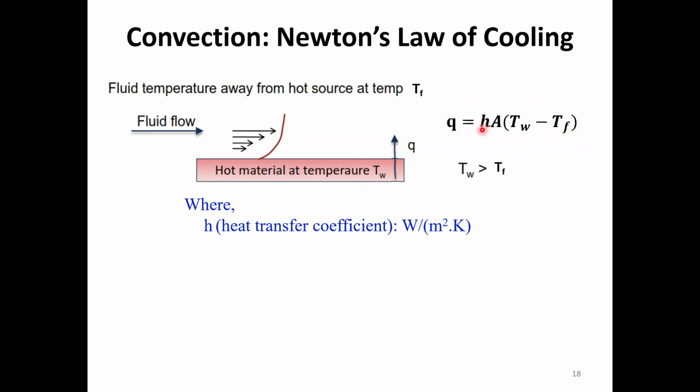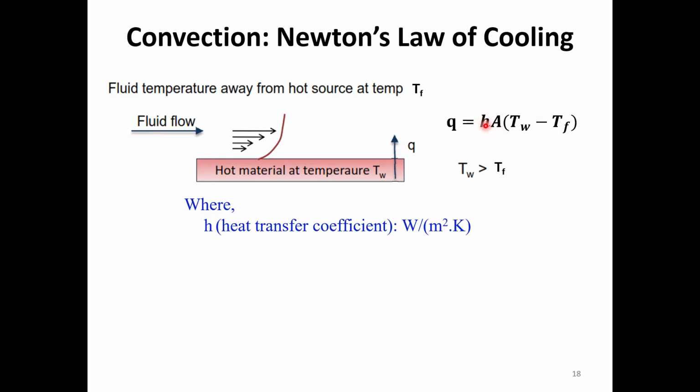Where H is your heat transfer coefficient. This dictates how fast heat is being convected. Let me get to it a little later, but observe its unit. It's closer to your thermal conductivity unit, but instead of watt per meter Kelvin, you have watt per meter square Kelvin. So the heat transfer coefficient has the unit of watts per meter square Kelvin. And A is the surface area from which heat is being convected from your solid material to the fluid. And the driving force is your wall temperature, which is hot, minus your fluid temperature.